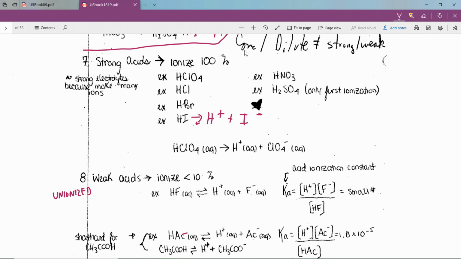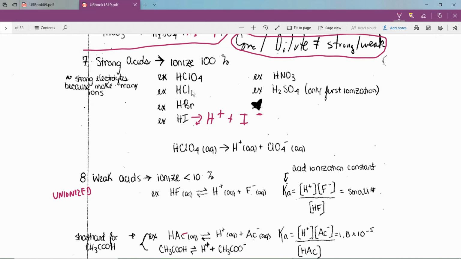Now here's something that students get confused on. The words concentrated and dilute. Those are independent of strong and weak. Here's what I mean. If I have something like hydrochloric acid, I can have 10 molar hydrochloric acid. So that's 10 moles of HCl dissolved in 1 liter. That's concentrated. That's really concentrated. You better not dip your fingers in that.